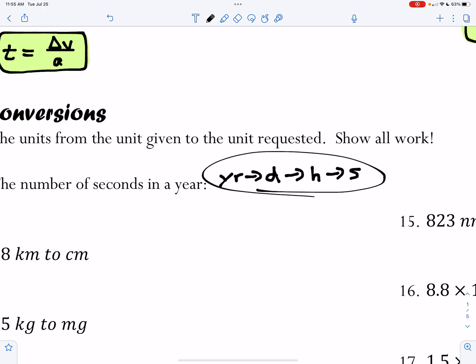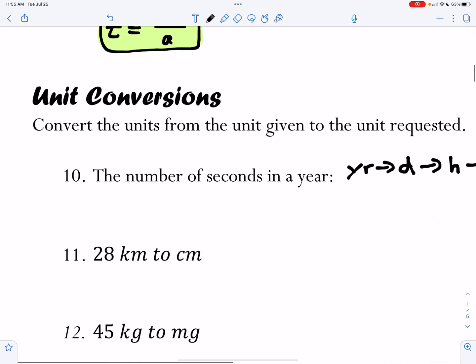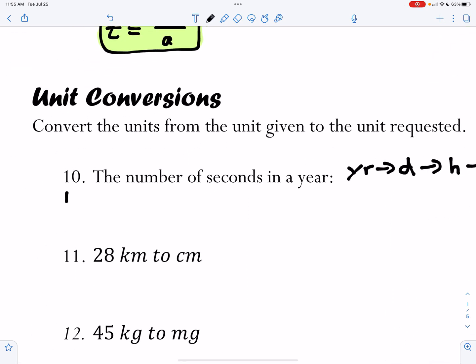So this is the pathway we're going to look at when we take a look at how many seconds there are in a year. Starting with 1 year, we're going to multiply times a conversion factor that has a year down here, so it can cancel with that up there.